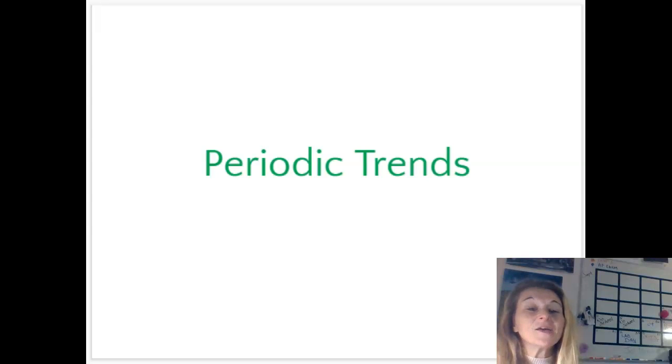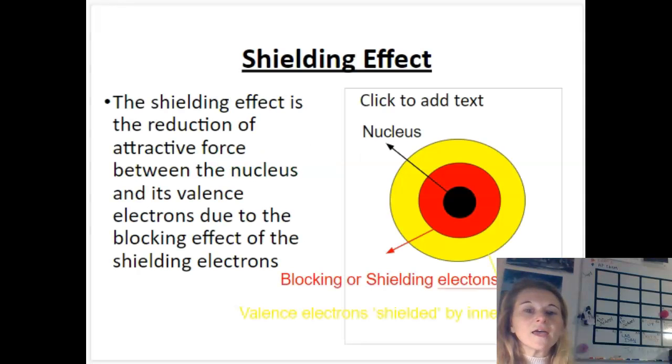Hi guys. Today we're going to talk about the trends that the periodic table organizes for us so that we can see them really well. Different elements have different characteristics, and there tend to be patterns in these characteristics that the elements show. The periodic table organizes these really nicely so that we can understand how different elements are going to interact with each other.